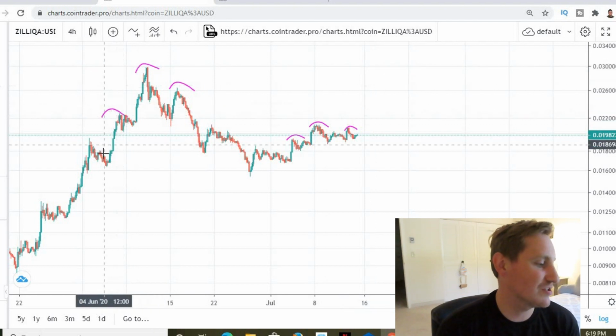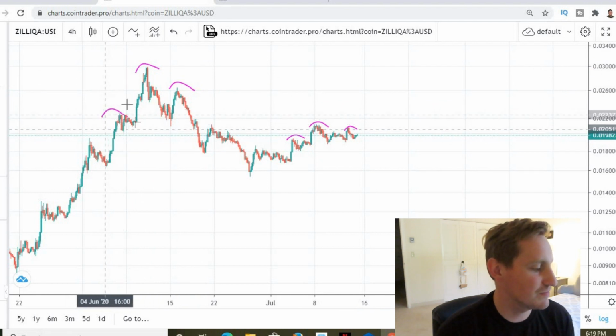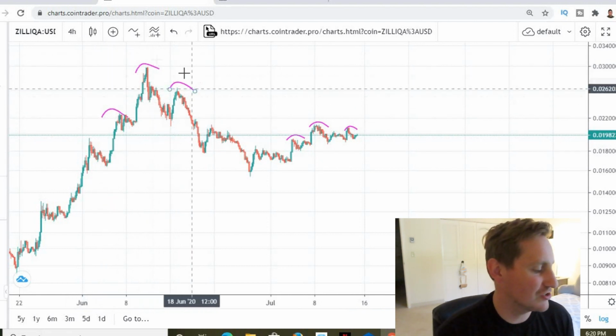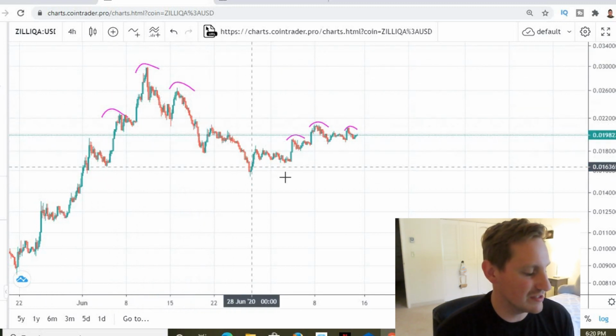As you can see here, guys, we had this head and shoulders pattern form back here where the left shoulder was much below the right shoulder and the head was much higher than the right shoulder, and it played out perfectly and we got a good sized dump to the downside.